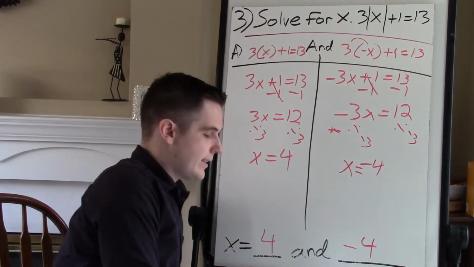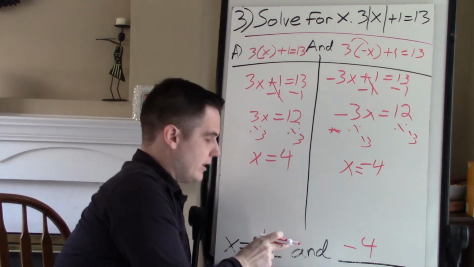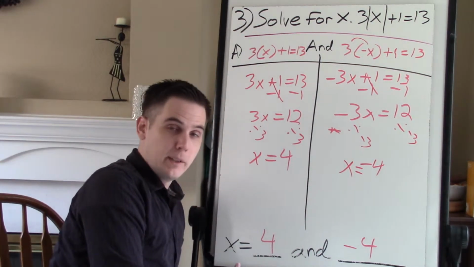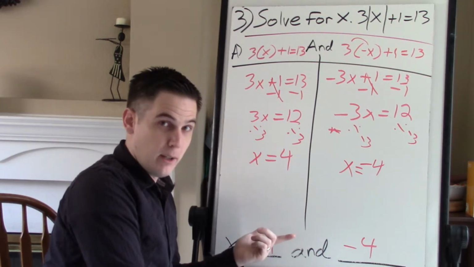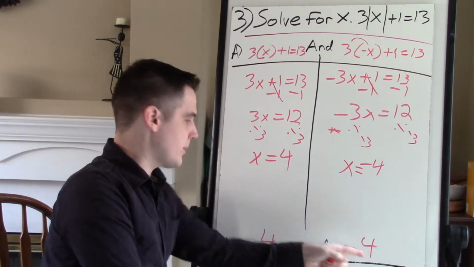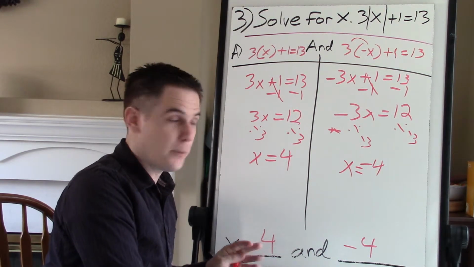Now you might have noticed that on number 2 and on number 3 here, we ended up with opposite numbers. That will happen. That will be common. But it won't always happen. The next problem that we go into, you'll see that. But you can't just go, oh, well, this is 4, so this one has to be negative 4. Sometimes yes, sometimes no.